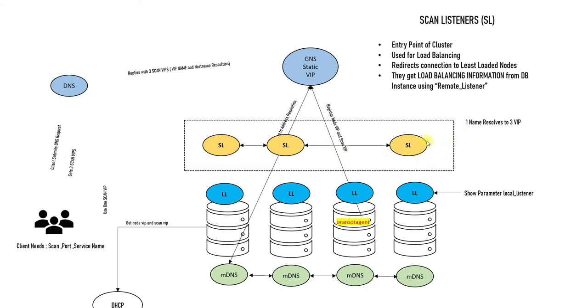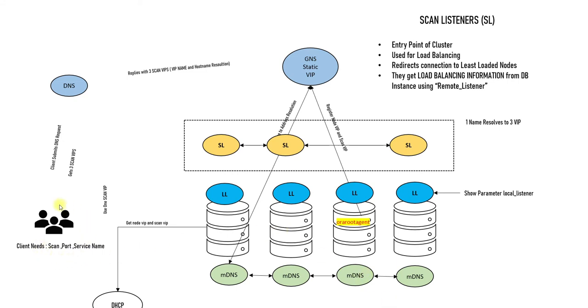Now that part is done. As we already know, one name resolves to 3 virtual IPs for the scan listeners. So let's say the name is scan: if somebody does an nslookup on that specific name, that name will be resolved to 3 virtual IPs, and those virtual IPs will be used for connectivity purposes, okay. Let's talk about how users are able to connect using the GNS.